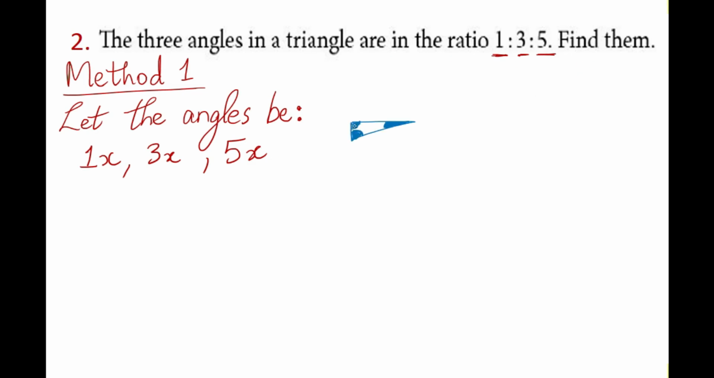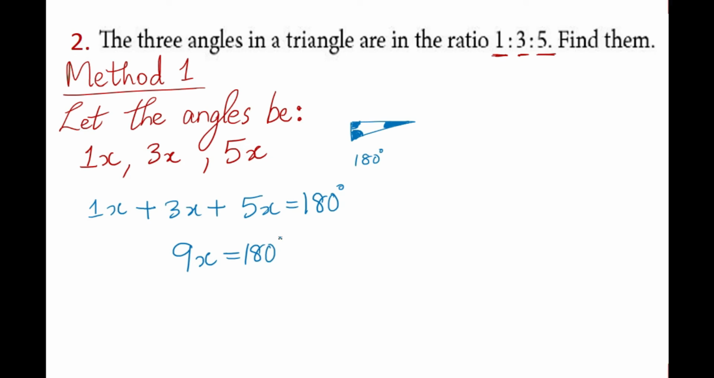Now using the angle sum property in a triangle, the sum of all the three angles should give you 180 degrees. So I'll be taking 1x plus 3x plus 5x equal to 180 degrees, which means a total of 9x. 1 plus 3 plus 5 is 9, so 9x is going to be 180 degrees, which says x is equal to 180 over 9, giving me 20 degrees.